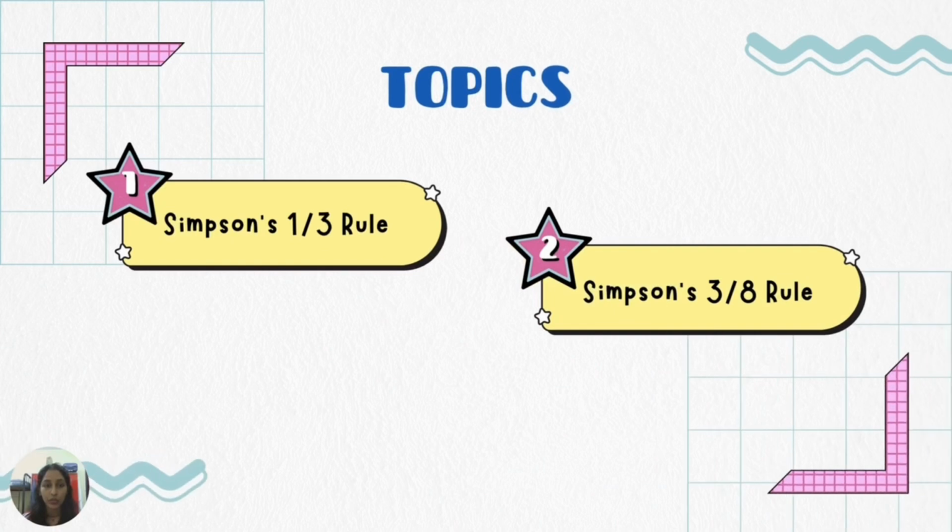Our presentation will cover two main aspects of Simpson rule. First, Simpson 1/3 rule. Second, Simpson 3/8 rule. These are two variations of the method, each with its own unique advantages.